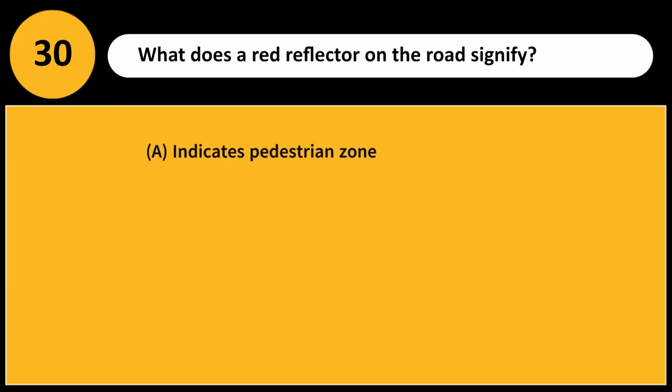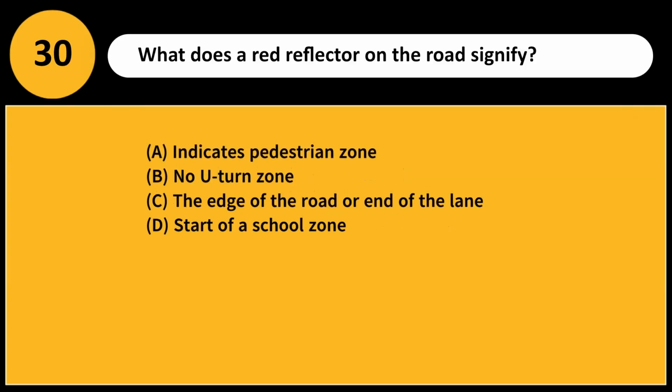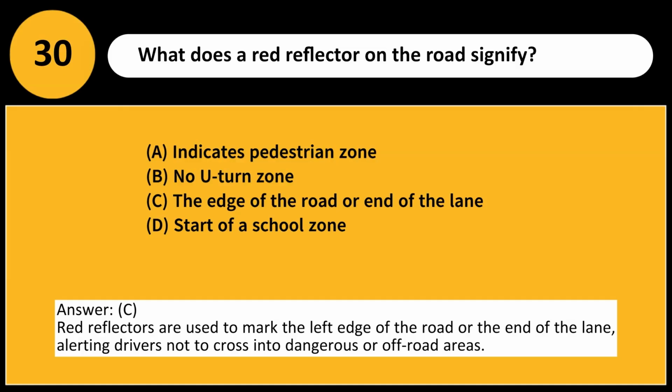What does a red reflector on the road signify? A. Indicates pedestrian zone. B. No U-turn zone. C. The edge of the road or end of the lane. D. Start of a school zone. Answer: C. Red reflectors are used to mark the left edge of the road or the end of the lane, alerting drivers not to cross into dangerous or off-road areas.